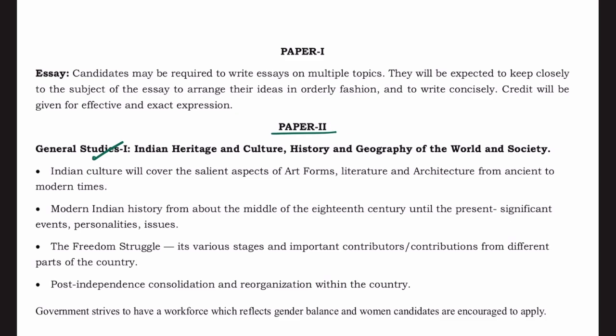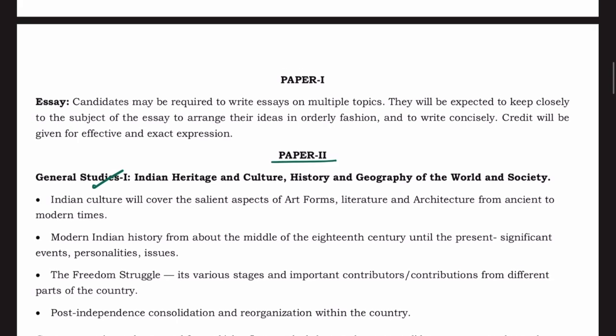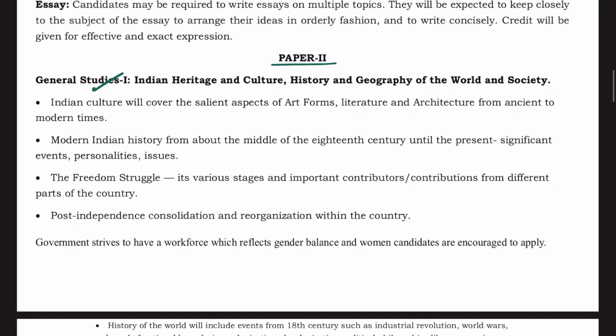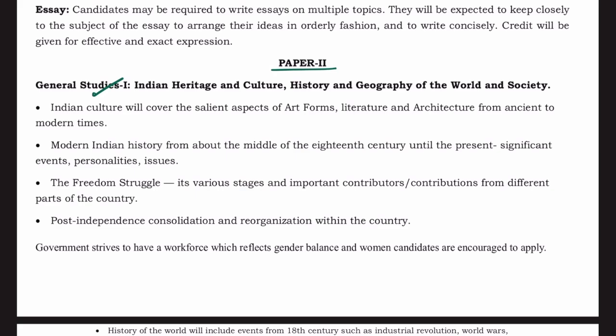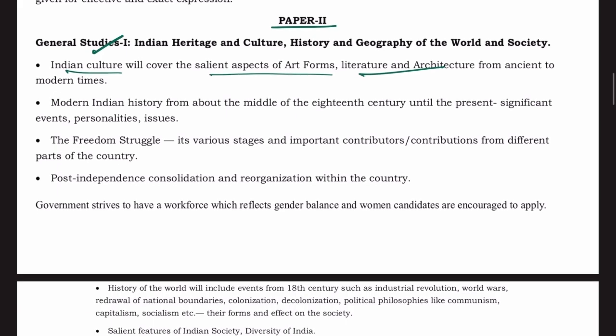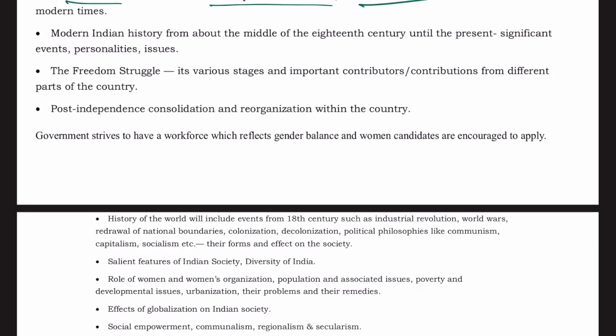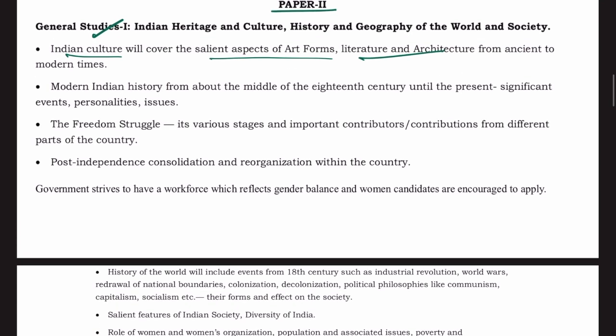But it does not limit your study. It does not mean that I'll read only the things which are given in the syllabus. You have to read the things surrounding these topics, the things which are related to these topics also, right? So if we see India in the GS1 syllabus, there's Indian culture and salient aspects of art forms, literature, right? So I'm not going to tell you line by line what the syllabus is exactly. What I am trying to do here is give you an idea of how to prepare with the syllabus, right? How to prepare with the syllabus.